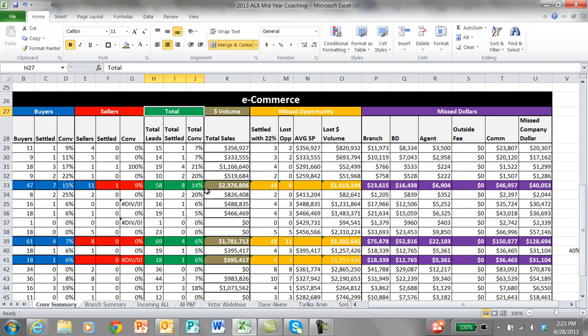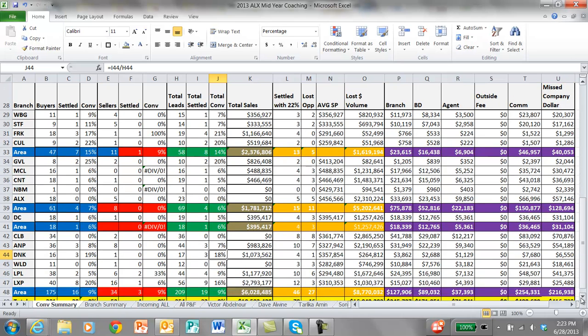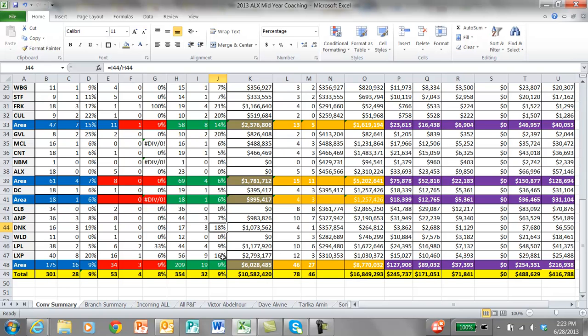And then if you notice, let's come back a little bit so we can see the branches. Our Gainesville office, 20% conversion rate. Our Culpeper office, 20% conversion rate. Our Fredericksburg office, 21% conversion rate. Dunkirk, 18% conversion rate. Lexington Park, 16% conversion rate.